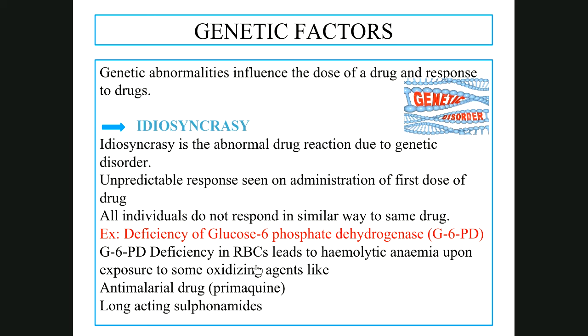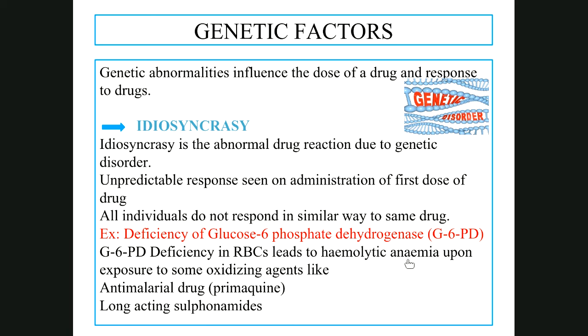When does it lead to hemolytic anemia? If it is exposed to oxidizing drugs such as antimalarials, long-acting sulfonamides. So now a patient is there, he is having some genetic problem. What is the genetic problem? On his or her RBC, the glucose 6 phosphate dehydrogenase enzyme is deficient. Nothing will happen. He or she will live a normal life, but now an antimalarial drug is given or a sulfonamide is given to that patient. Suddenly he or she will develop hemolytic anemia.